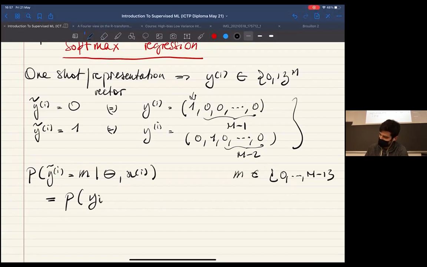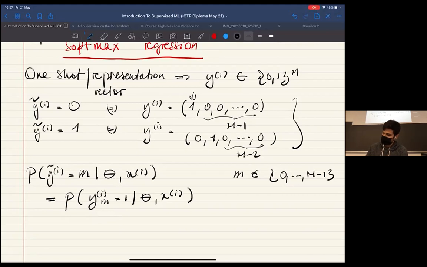That yi component m is equal to 1, okay? Implicitly, when I write this, the component m is equal to 1, while all the other ones are equal to 0, okay? In the one-shot representation, you have always one component which is equal to 1. All the others are equal to 0.